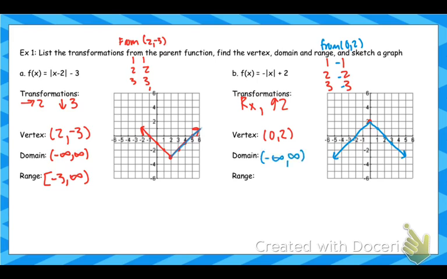Domain, you're probably going to notice a pattern here. Domain on these is always negative infinity to infinity. Range, bottom to top. We have to go in order, bottom to top, negative infinity to 2 with a bracket.